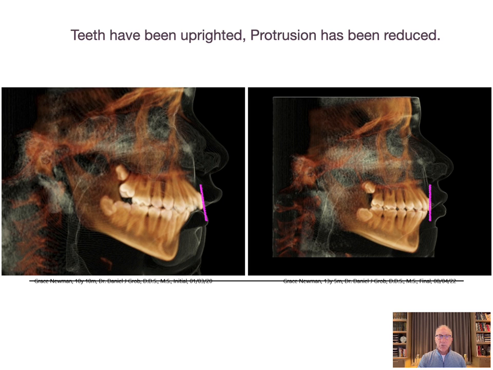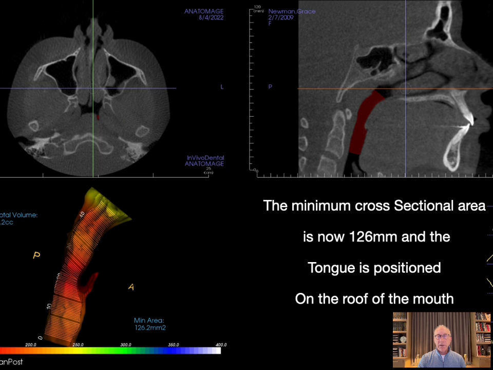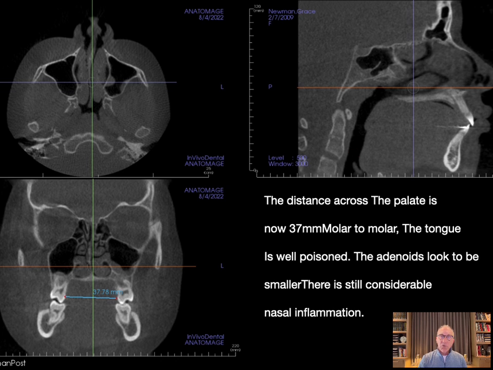The sagittal view shows how the profile has straightened and the incisors are now aesthetically upright. At conclusion, the minimum cross-section area is now 126 square millimeters and the tongue is positioned on the roof of the mouth. The distance across the palate is now 37 millimeters with more upright posterior teeth. The adenoids have been reduced.